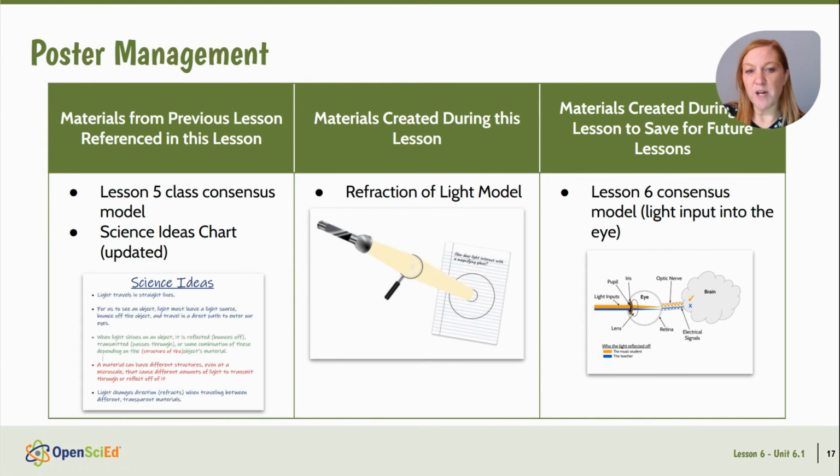Poster management wise, we're going to be referring back to our lesson 5 class consensus model, like I mentioned, and our science ideas chart that we've been updating throughout the unit. We will create a refraction of light model showing what we saw happening with the lens and the flashlight. But then we will not necessarily need that for any future lessons. We will be using the lesson 6 consensus model where we show the light input into the eye from the student and the teacher as we work through putting all of these pieces together in the next lesson.